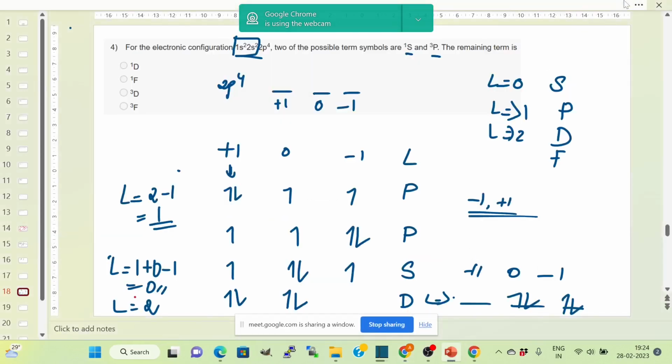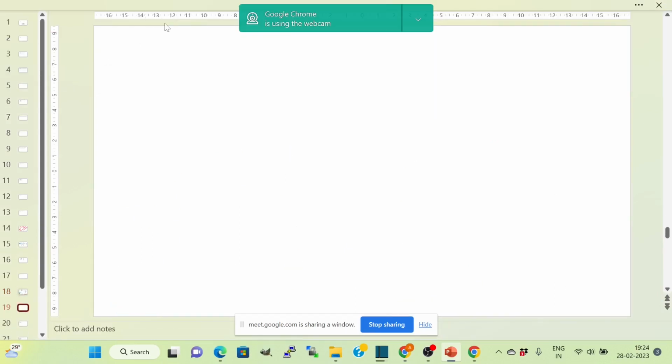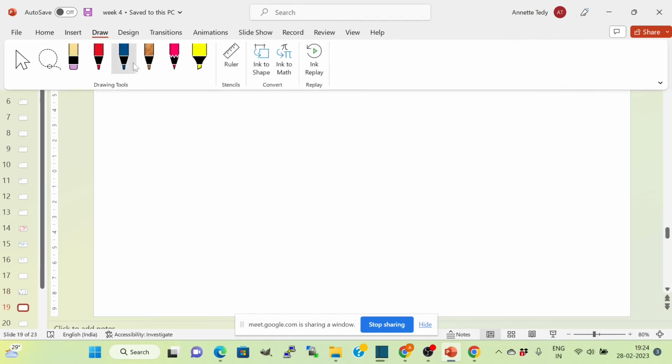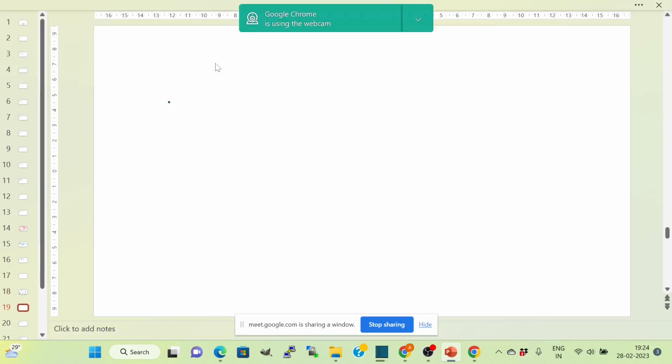So we can have basically how many configurations? So we can have S, P, and D, the L values, right? And now let us look at what kind of 2S plus 1 values we will get. As I said, we have plus 1, 0, minus 1 states, and we have 4 electrons to fill.